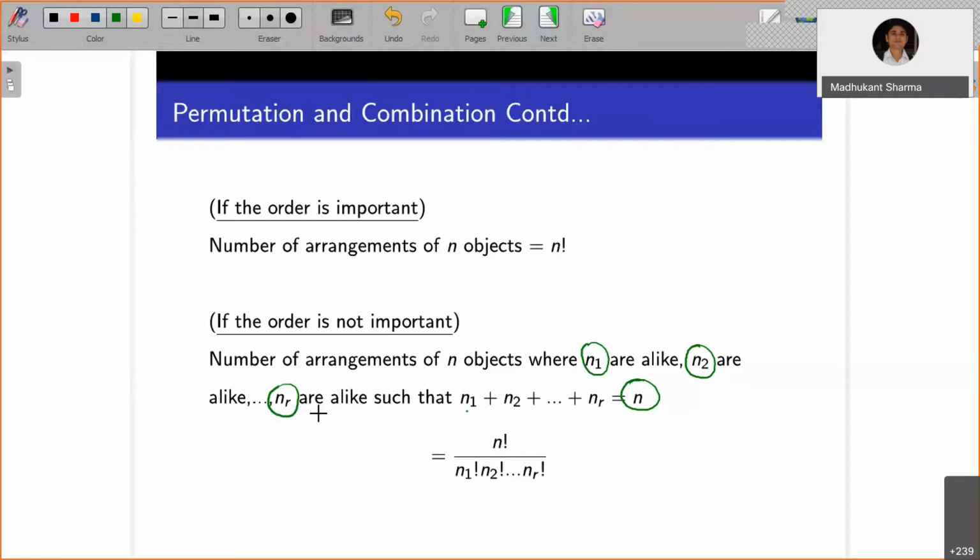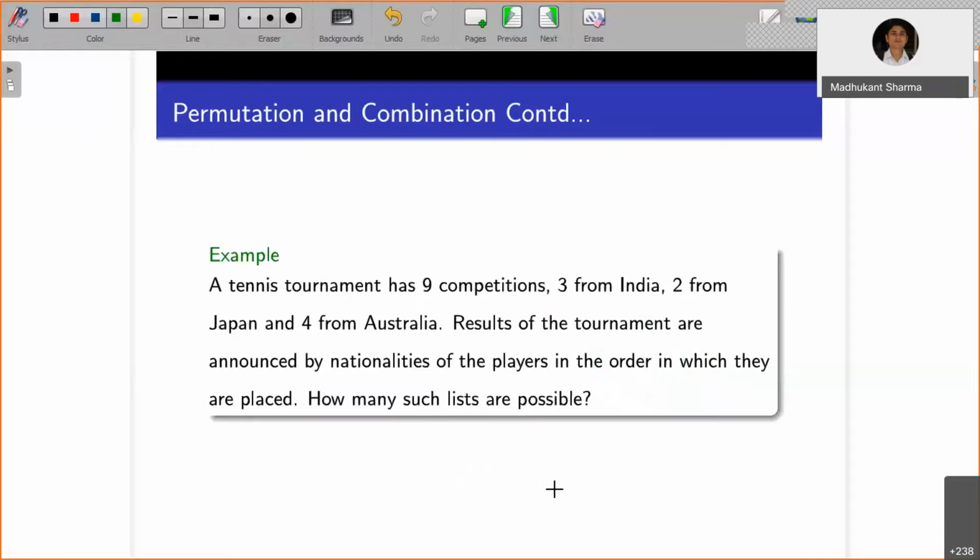Somewhere order is not important, somewhere order is important. It depends on the individual problem. When the order is not important, the number of arrangements of n objects is given by the formula n factorial divided by n1 factorial, n2 factorial, and so on up to nr factorial. You will understand it soon by looking at an example. So let's talk about this question now.